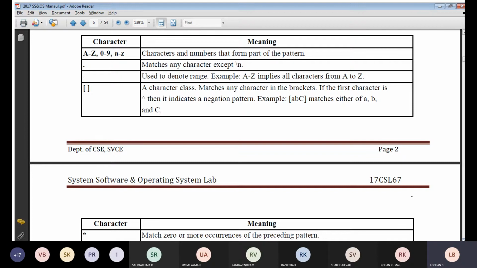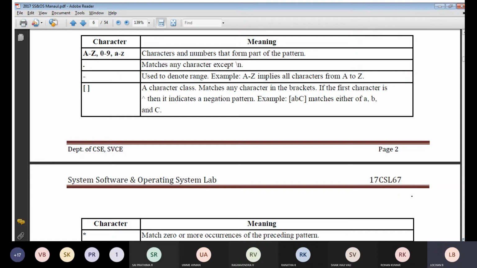So in this regular expression, there is the dot. If you remember, in the first lab program and the second lab program, we have used the dot. What does the dot indicate here? It matches any character except the newline, that is, backslash n. It will match any character, whatever the character is.